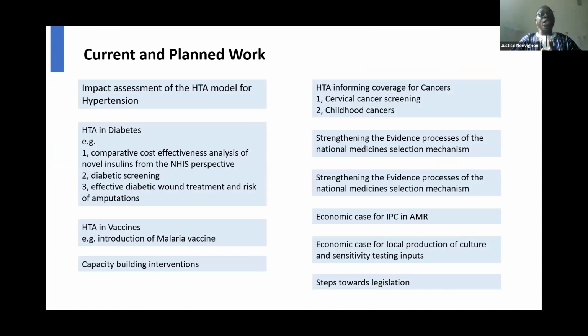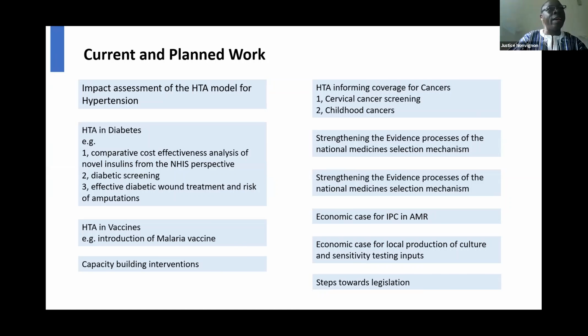So before talking about the current plan, as I mentioned, there was a pilot implementation. I think that slide is off, but a pilot implementation that actually looked at HTA for hypertension, which received support from the International Decision Support Initiative, PATH-AD, and other stakeholders. Essentially, what we did was to assess the cost effectiveness of the different line drugs used to treat hypertension. And that actually provided inputs into the National Medicines Policy that was launched.